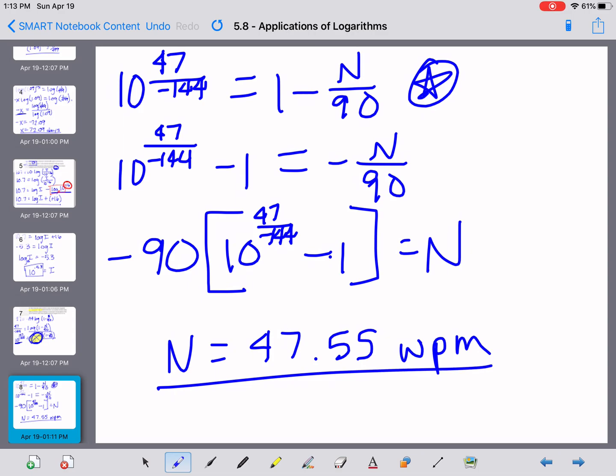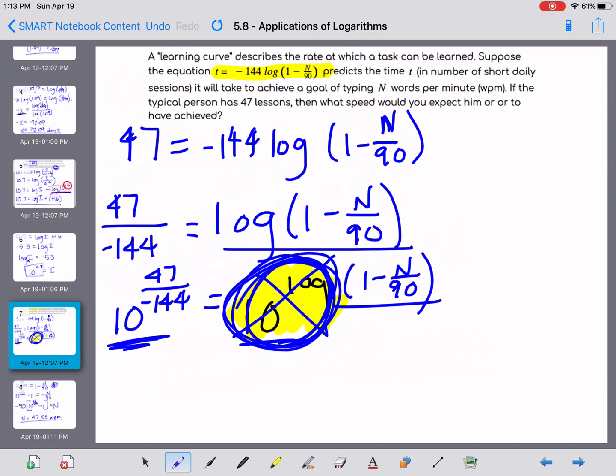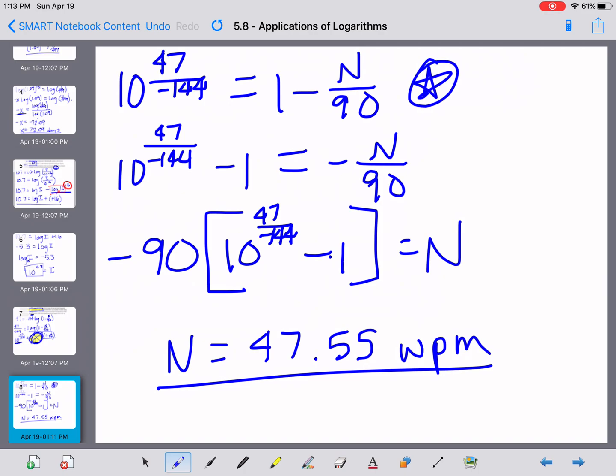Again, if I want to say, I think that's right, but I don't know if I'm right or not, plug that 47.55 in for n. When you plug all that in, you should get right around 47, which you will if you put that in there. Okay? All right. That's it for now.